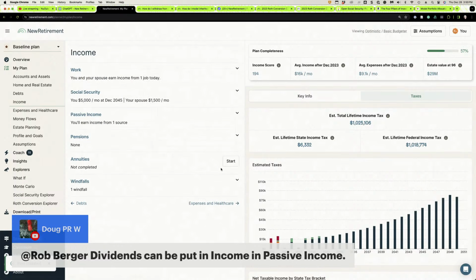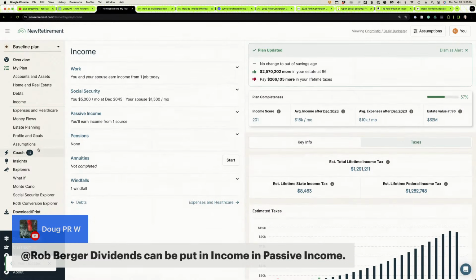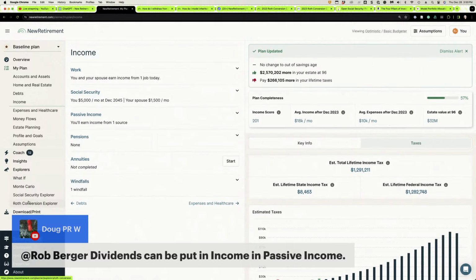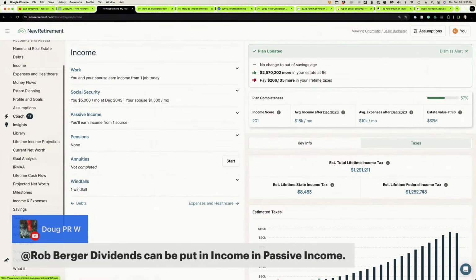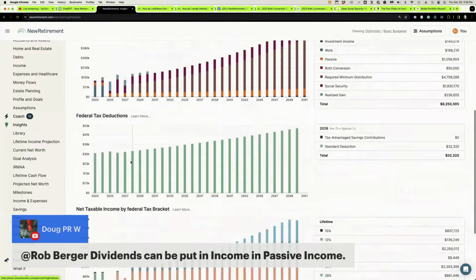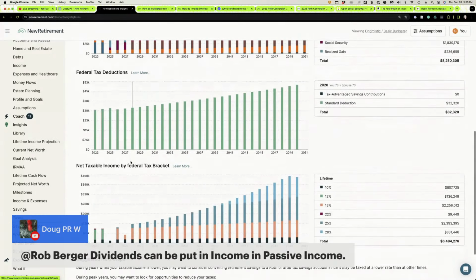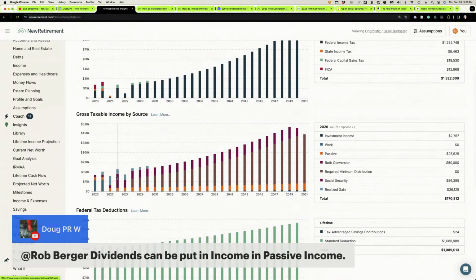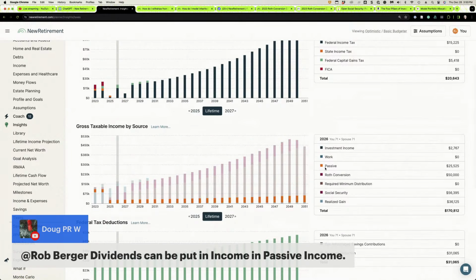In fact, if we save it and go to Insights, Taxes, it's probably not going to show us the bracket, but it is coming in, I'm pretty sure, as ordinary income. I mean, it's showing passive here, but that's separate from realized gains.